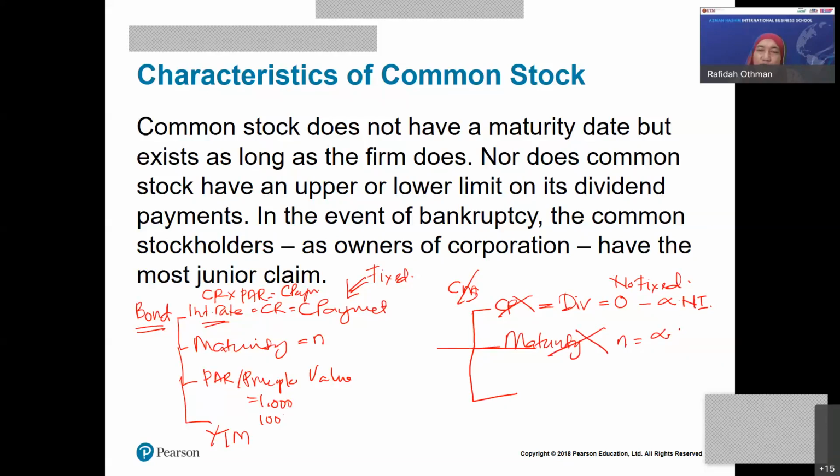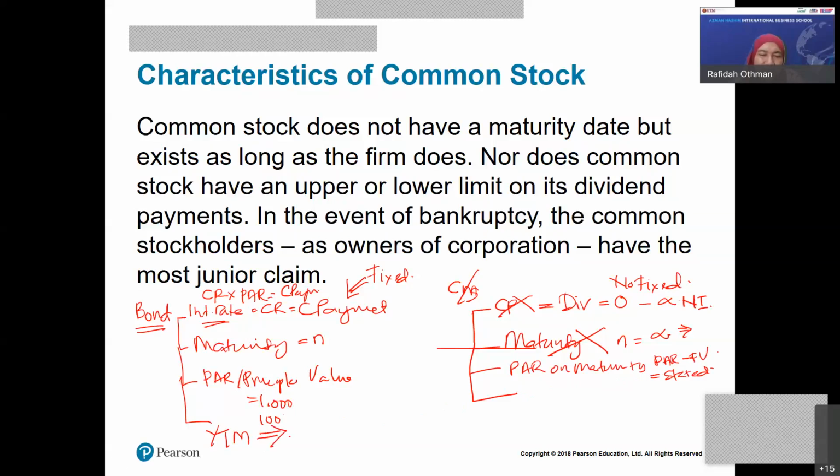In fact, there is no maturity, as long as the company is still running, meaning your stock is still valid. So how do we do the calculation? Do they have a par value? They don't have a par value on maturity. But they do have a par value or face value, and this will be stated. Okay, so what is the YTM?